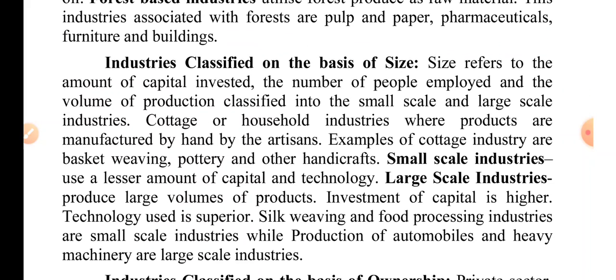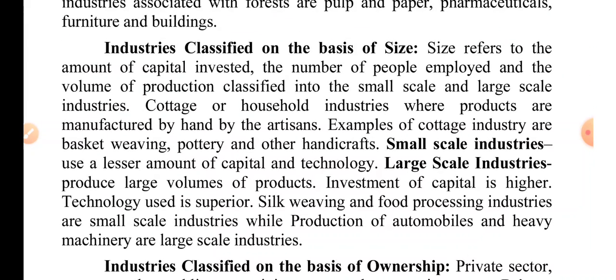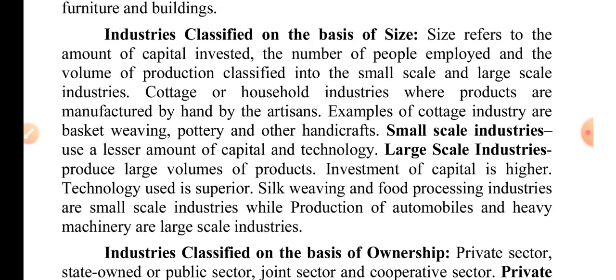And next is industries classified on the basis of size. Size refers to the amount of capital invested, the number of people employed, and the volume of production, classified into small scale and large scale industries. Cottage or household industries are where products are manufactured by hand by the artisans. Examples of cottage industries are basket weaving, pottery, and other handicrafts.